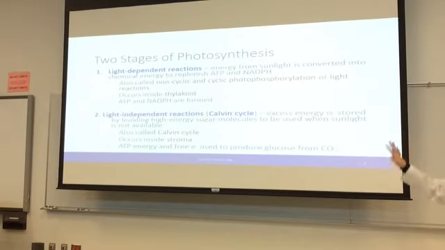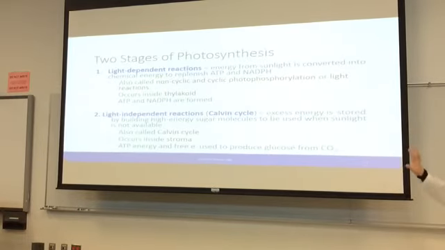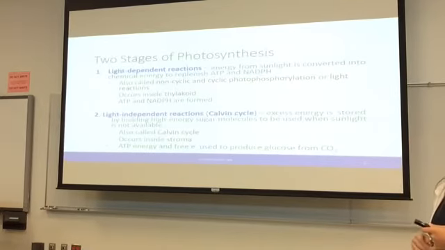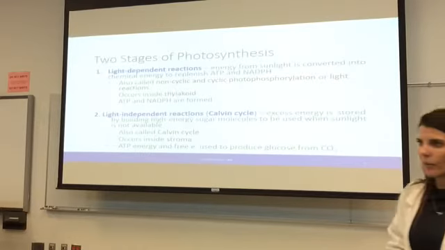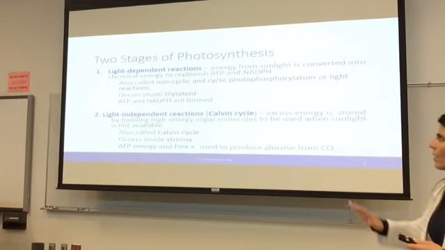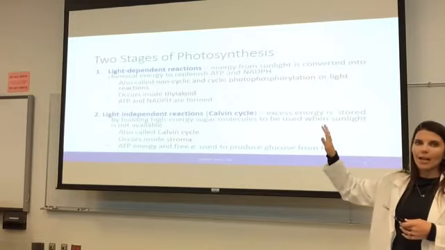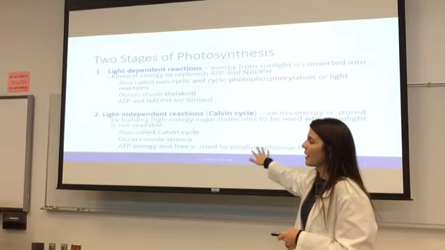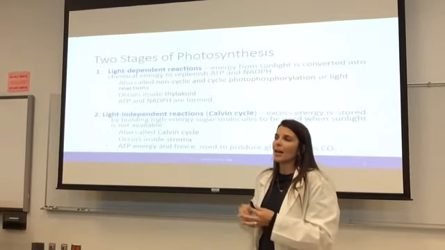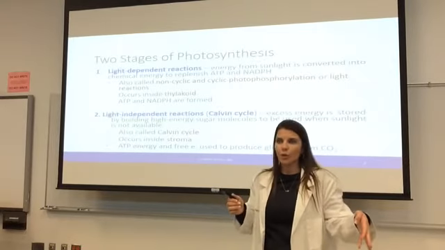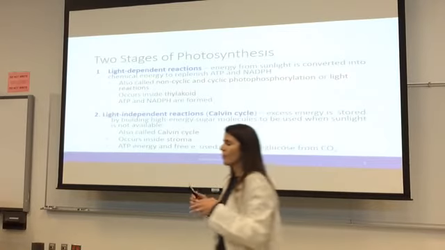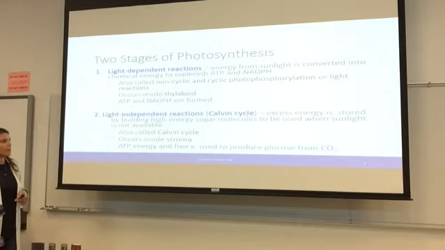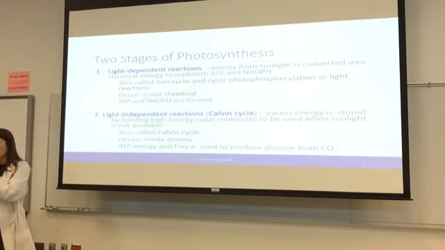I will cover the other details, but I just wanted to introduce these two stages of photosynthesis, light-dependent and light-independent. Once again, light-dependent reactions take photon or light energy and turn it into ATP or chemical energy. The light-independent reactions take carbon dioxide and reduce it into glucose. Big picture. There are details, of course. But big picture, this is where we're going. Questions so far?